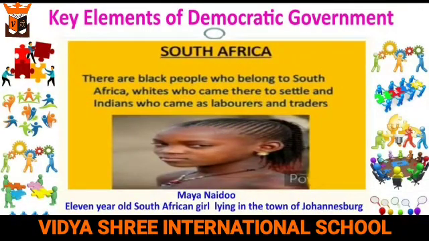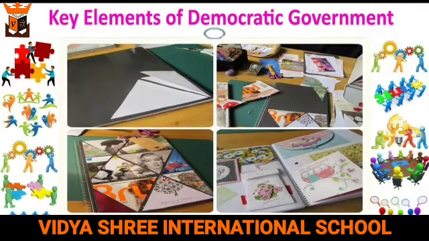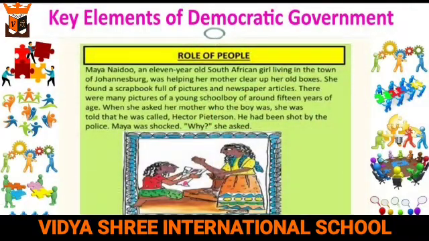South Africa is a country that has people of several races. There are black people who belong to South Africa, whites who came there to settle, and Indians who came as laborers and traders. Maya Nadu, an 11-year-old South African girl living in the town of Johannesburg, was helping her mother clear up her old boxes. She found a scrapbook full of pictures and newspaper articles. There were many pictures of a young schoolboy of around 15 years of age.